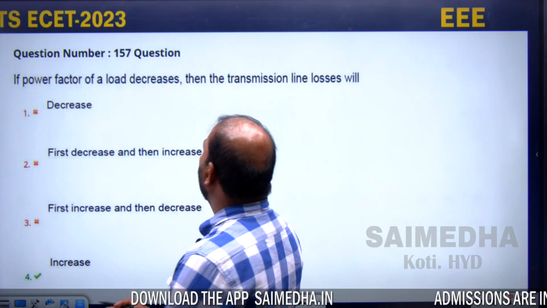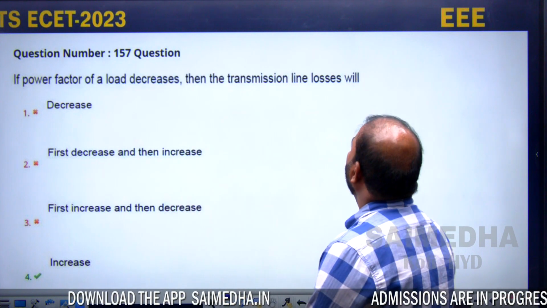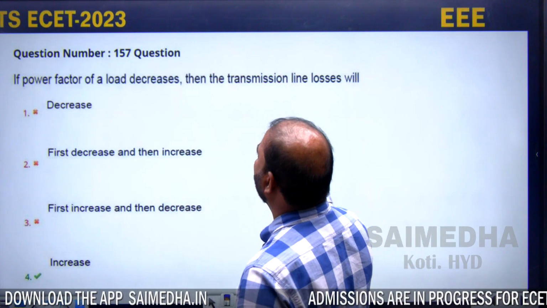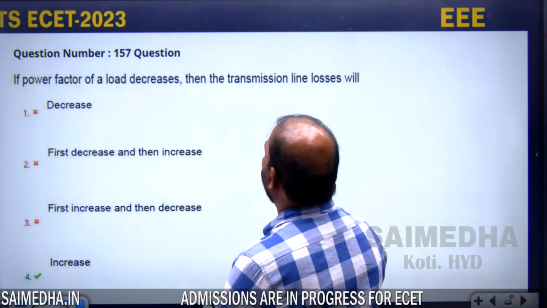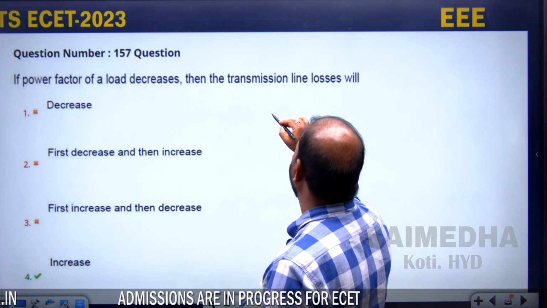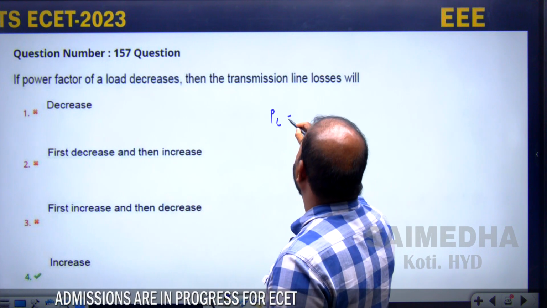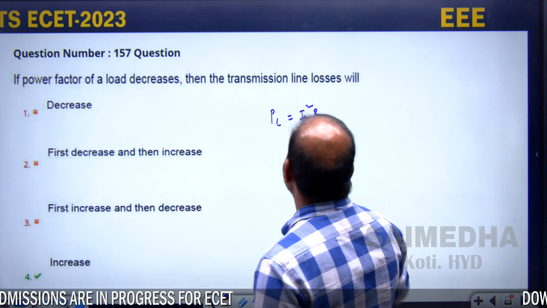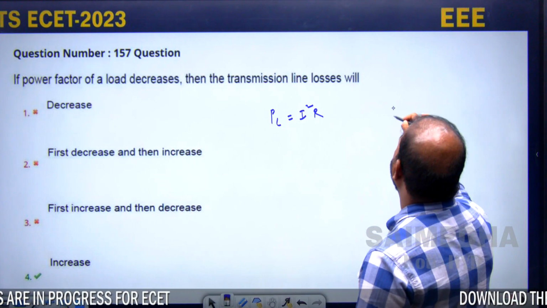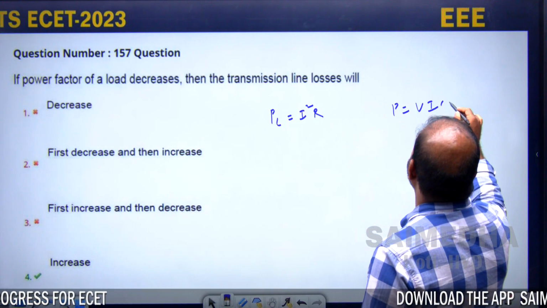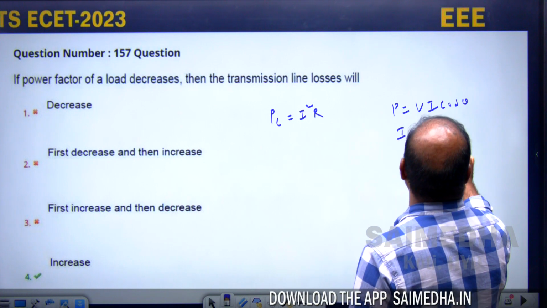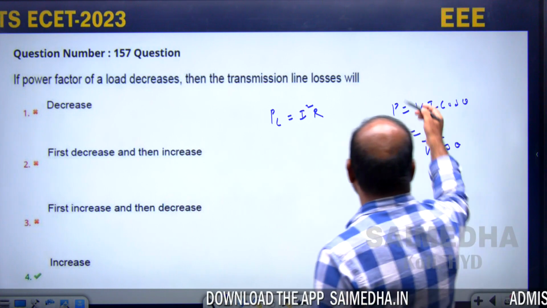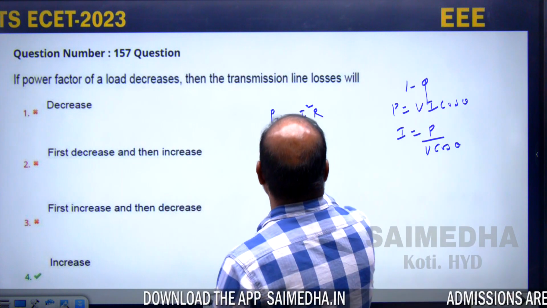If the power factor of the load decreases, then the transmission line losses will be what? What is the relation between power loss and power factor? Power loss is given by I square R. P is equal to VI cos theta, right? Then I is equal to P by V cos theta, for a single phase system, for example. Then power loss is equal to what?